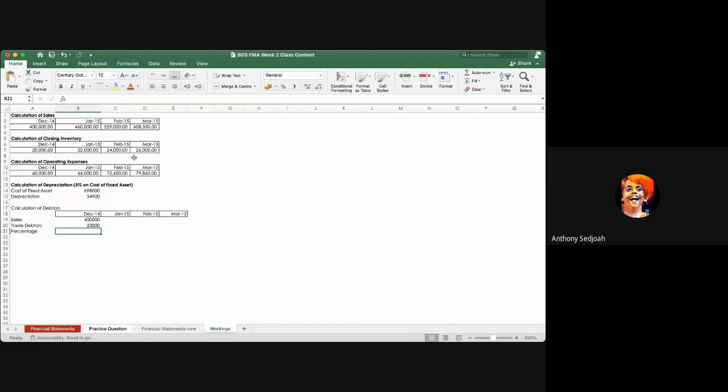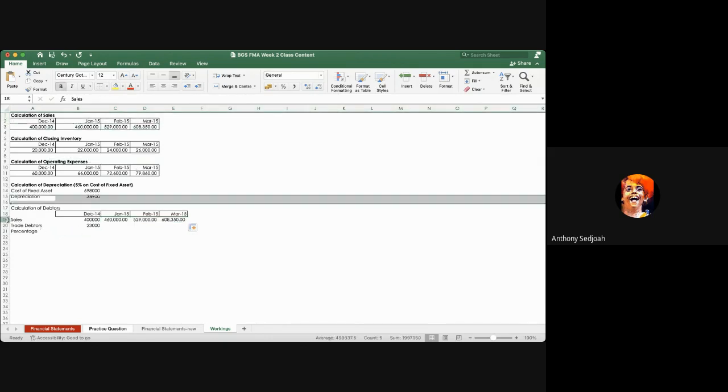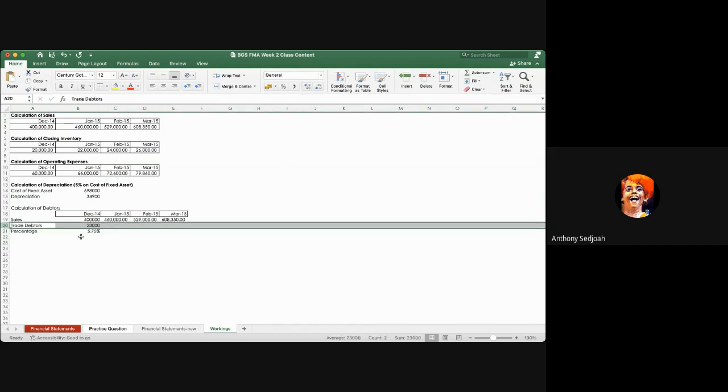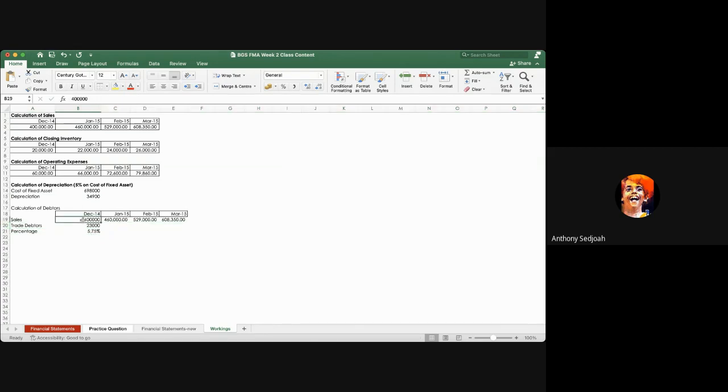Do we have sales here? We have sales for January to March, so let's bring that here. We have that in our workings. I hope you remember the calculation of sales, the first thing we did. They say that there's a direct proportion between sales and trade debtors. So the proportion is 5.75%. Trade debtors is 5.75% of the sales.